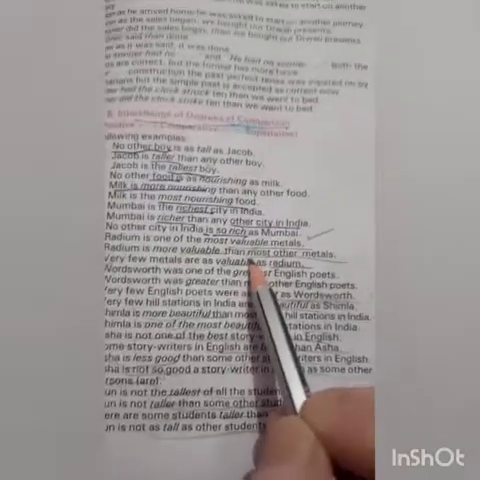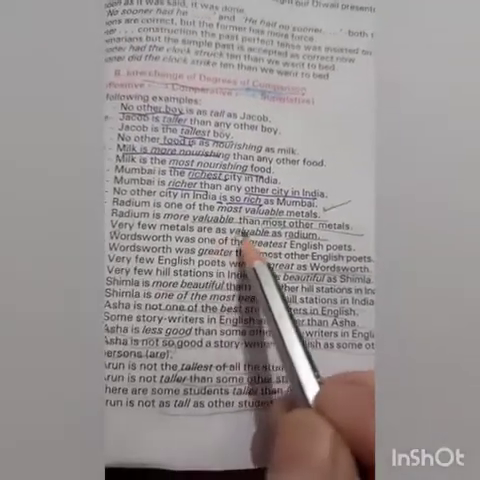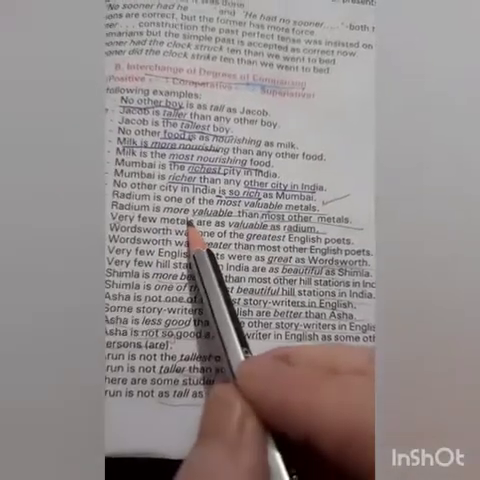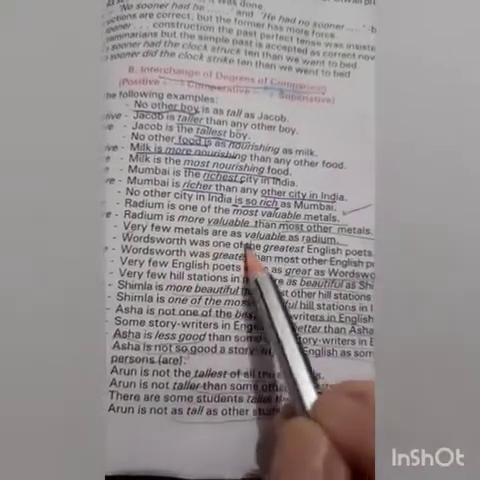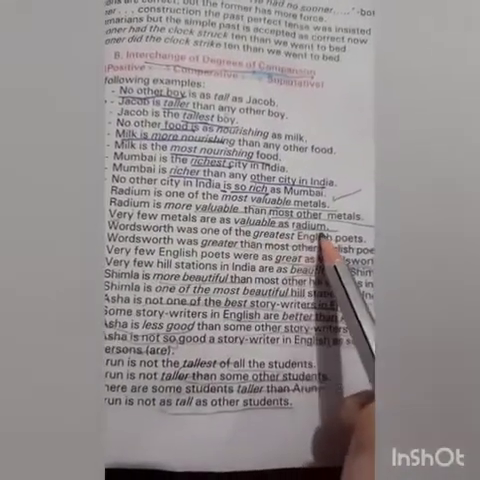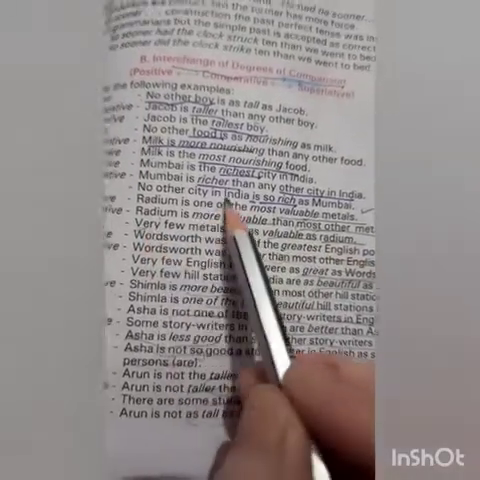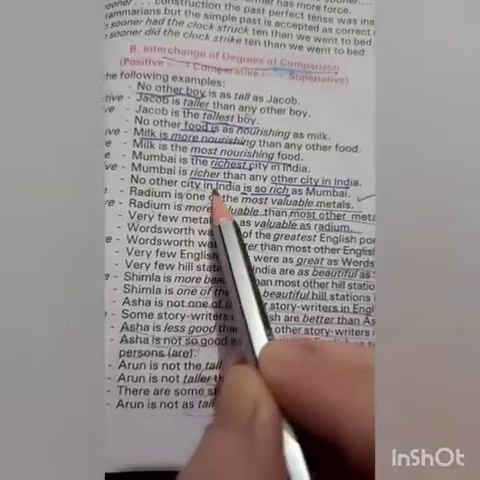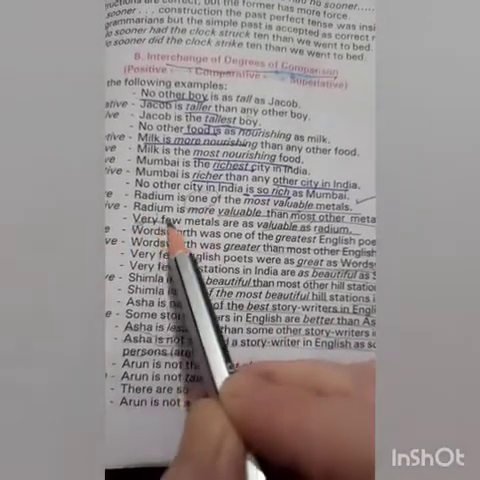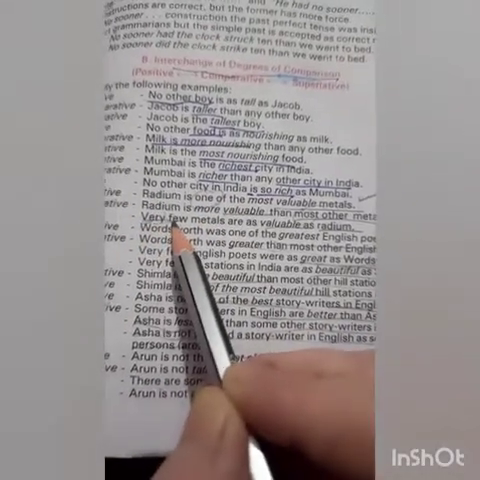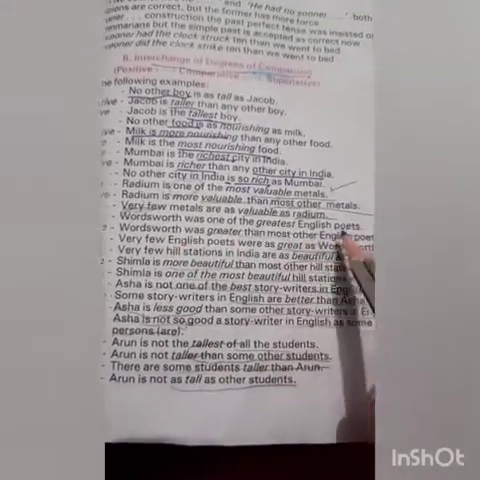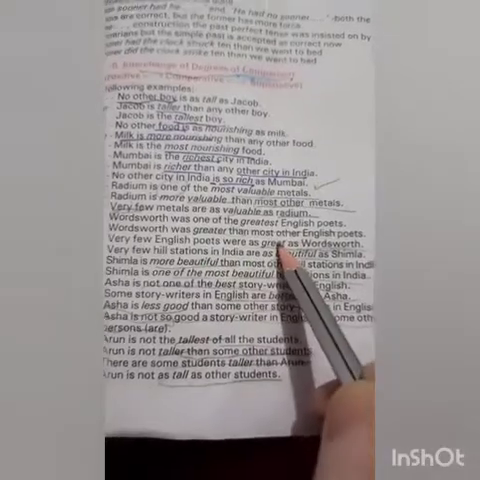Because you're specifying that there are many valuable metals, but out of those radium is more valuable. Very few metals are as valuable as radium. You just have to learn this. I'll just give you the clue. Whenever one is written over here, you have to use very few for positive degree. Clear? Now, Wordsworth was one of the greatest English poets. Wordsworth was greater than most other English poets.